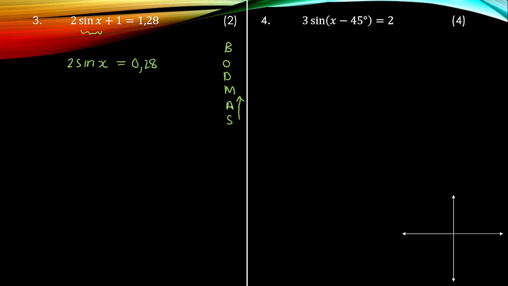Is there anything that's going to add? No. Anything that's going to multiply? No. Anything that's going to divide? Well, there's a times 2. When I move it over, it's going to divide. So 0,28 divided by 2, that's going to give me 0,14.